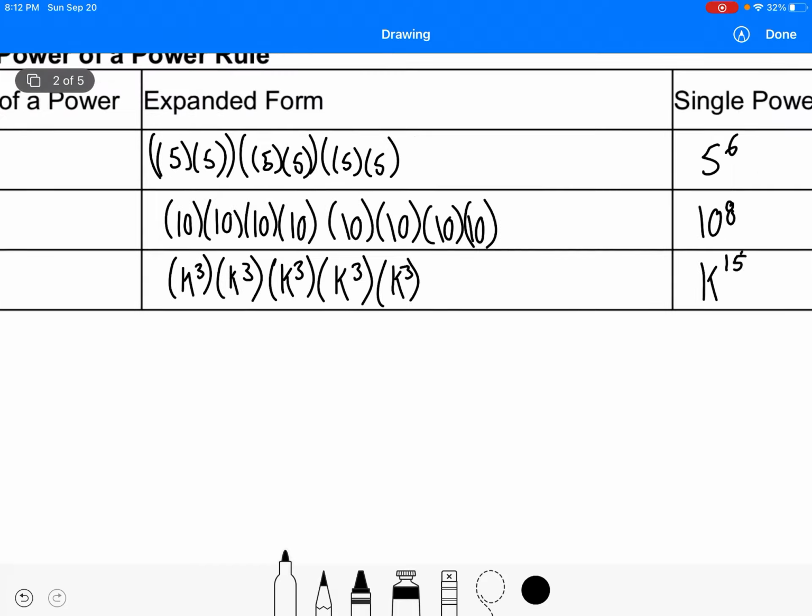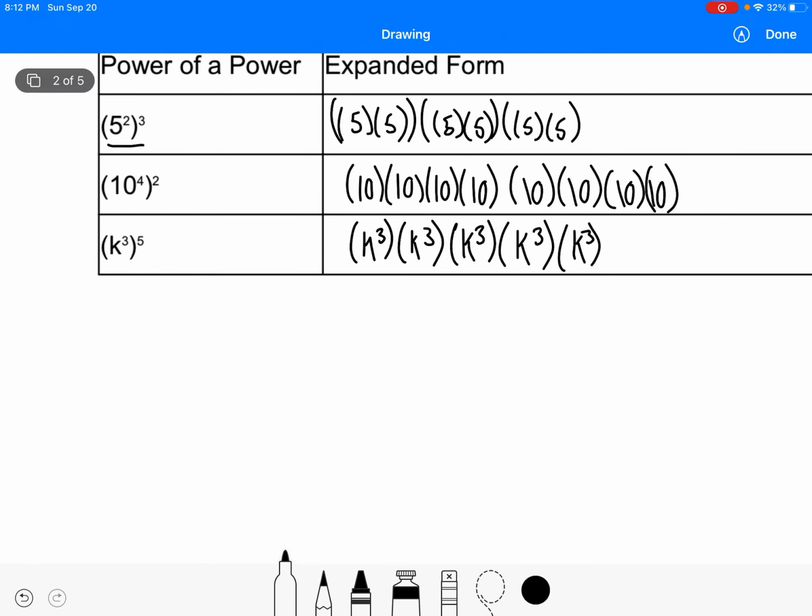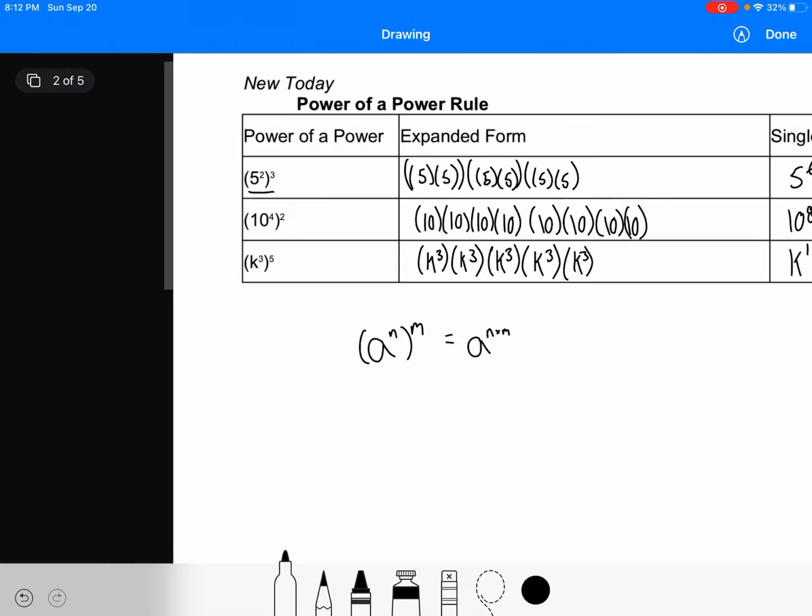So in general, we're going to do a general rule again for power of a power. We've done quotient rule, we've done product rule. For power of a power, what we're going to have is a to the n to the m is equal to a to the n times m. So we're just multiplying our two exponents together.